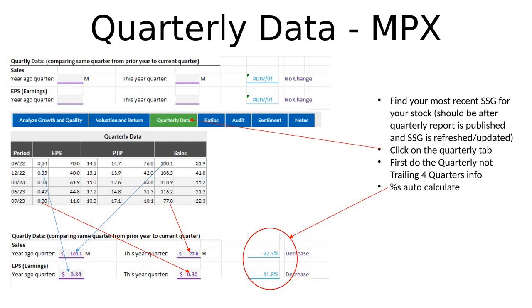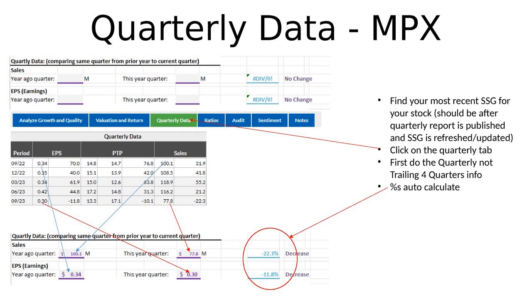So for the most recent quarter, you want what the sales were in that quarter, 77.8 million. And then you put the sales a year ago was 100.1 million. That's a negative 22.3% decrease. Not good. Then you look at the earnings per share for the most recent quarter, 30 cents. And for a year ago, it was 34 cents. That's a negative 11.8%. You don't want to see these going down. You generally want to see them going up. And again, this is the quarterly data, this most recent quarter compared to a year ago.